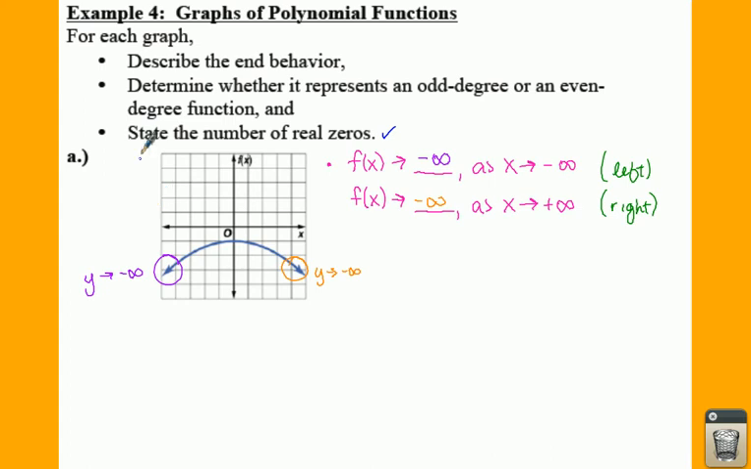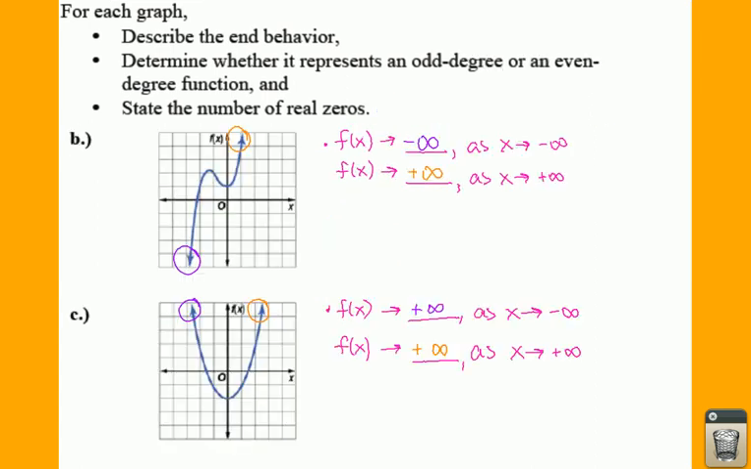So if you look at example 4a here, to determine your even or odd, well, these are going in the same direction, so that means you're going to have an even function. And then you want to determine how many zeros. Well, how many times does the graph cross this x-axis? How about none? You don't have any zeros. Ta-da! That was nice and cake for the rest of that. The end behavior is the toughest part.